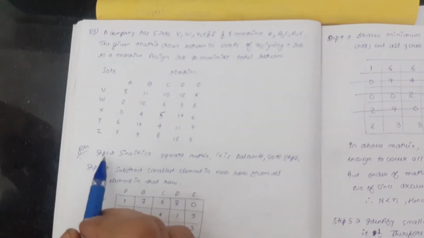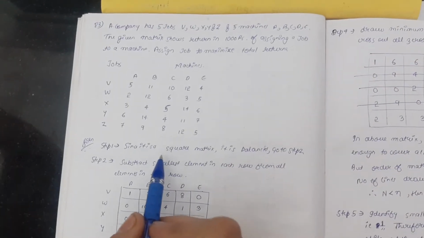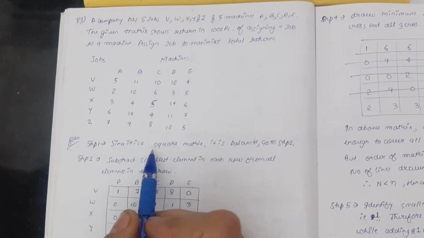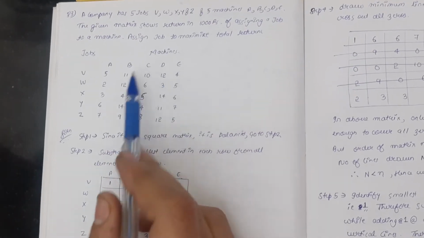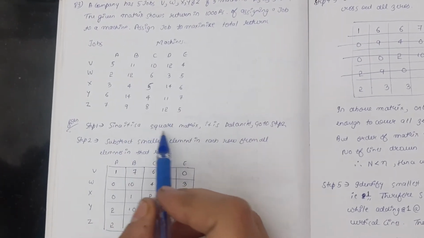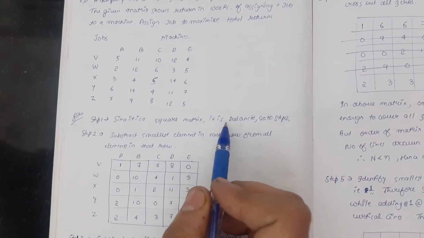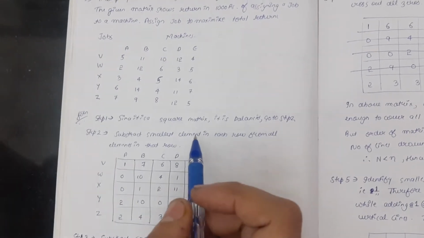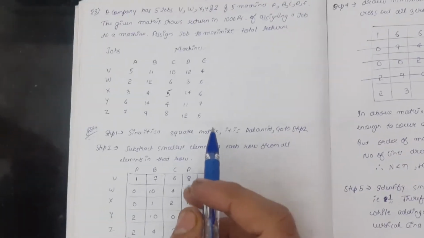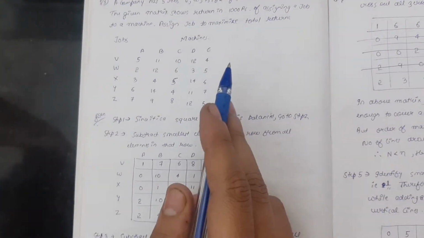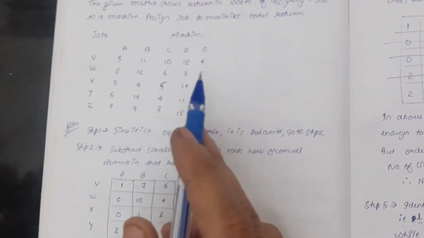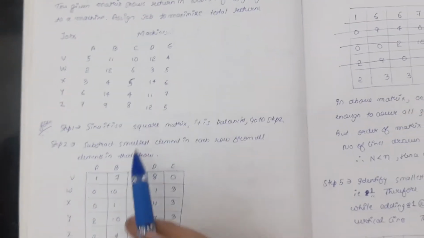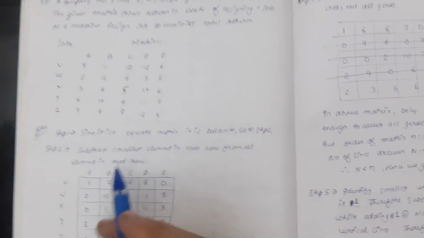In step 1 we need to check whether it is a square matrix or not. Here we can see that this particular matrix is 5 by 5, that is 5 rows into 5 columns. So it is a square matrix, it is balanced, and we can go to step 2. If the sum is not balanced, we need to add dummy rows or dummy columns to the data so as to solve the problem. Here we have a square matrix, so we go to step number 2.